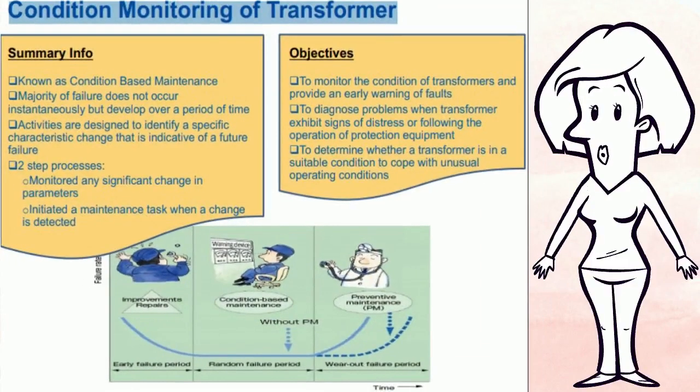The objective is, number 1, to monitor the condition of the transformer and provide an early warning of fault. Number 2, to diagnose problems when the transformer exhibits signs of distress or following the operation of protection equipment. And number 3, to determine whether a transformer is in a suitable condition to cope with unusual operating conditions.